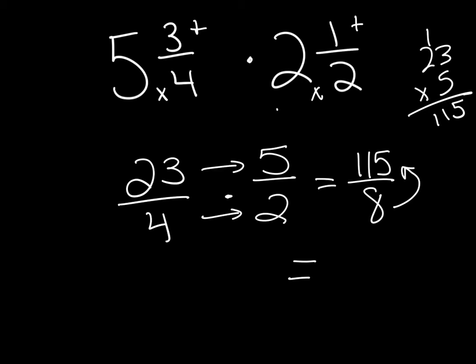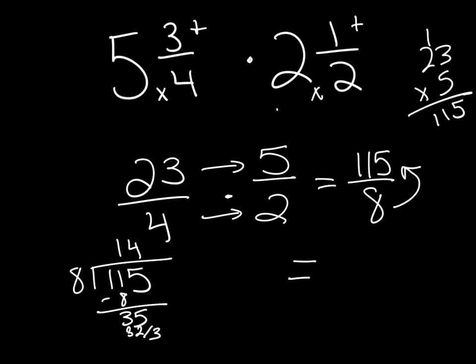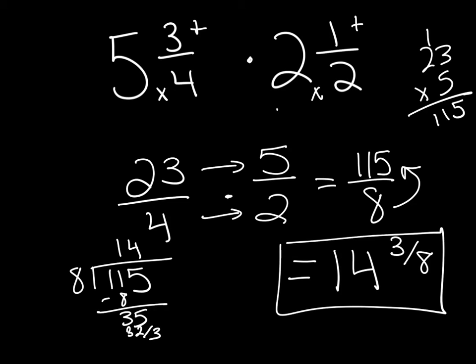So I have to think, how many times will 8 go into 115? So we might need to write our long division out. 8 goes into 11 one time with 3 left over, and then 8 goes into 35 4 times with 3 left over. So it'll go in there 14 times with 3/8 left over. So let's go over this. We change this mixed to the impropers by multiplying the denominator and adding the numerator. And then we had to change this improper back to a mixed by dividing.